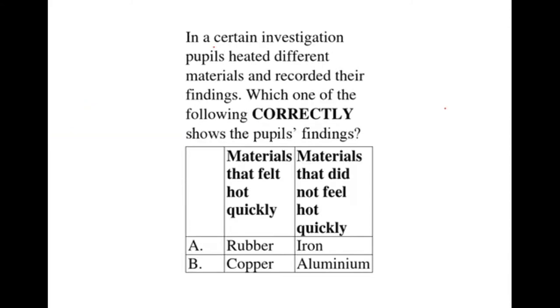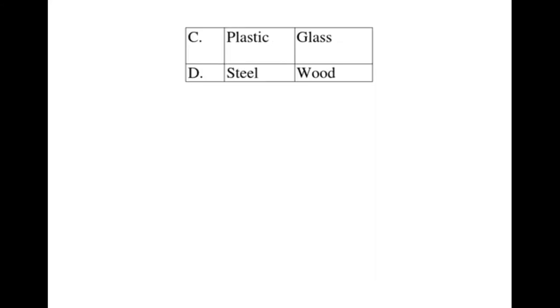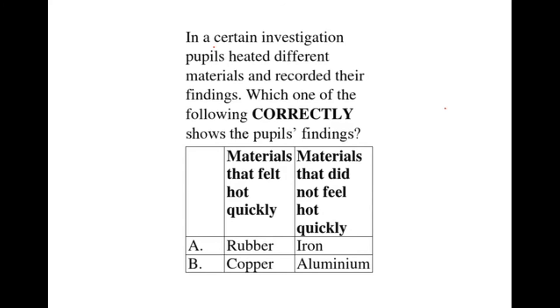In a certain investigation, pupils heated different materials and recorded their findings. Which one of the following correctly shows the pupils' findings? Materials that felt hot quickly, materials that did not feel hot quickly. We have materials like rubber, iron, copper, aluminium, plastic, glass, steel and wood. Therefore, looking at the type of the materials that have been used, all of them are solids. So heat is transferred in solids through conduction.